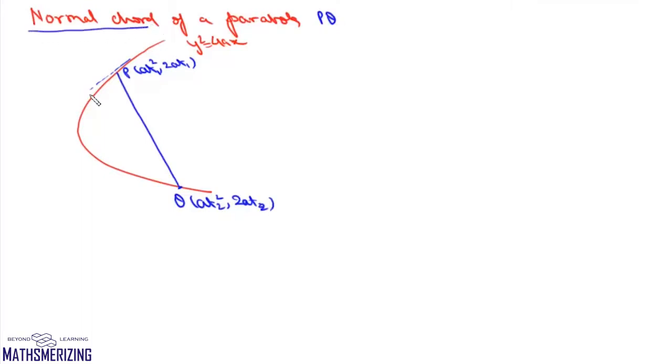So that means we are drawing a normal at this point P which intersects this parabola again at this point Q. Now if PQ is a normal chord of this parabola, then we know that the slope of any chord of a parabola is 2/(t1 + t2). Now since this line is normal at P, and we know that at any point the slope of the normal is simply -t, which in this case is -t1.